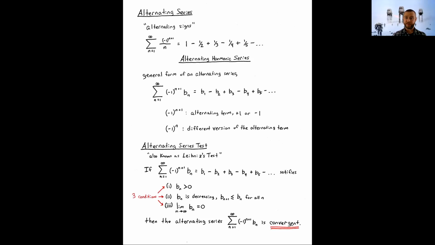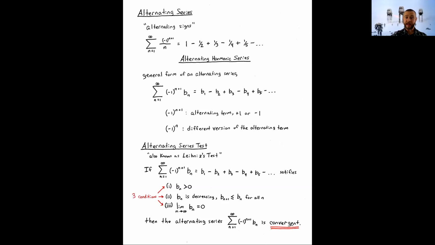And just to be clear about what this theorem or test says: if all 3 of these conditions are met, then you reach the conclusion. If all 3 conditions are met, the conclusion of this theorem or test is that the alternating series is convergent. Just be careful, if any of those 3 conditions are not satisfied or fail, then we simply can't apply the alternating series test, and we would have to try another test.